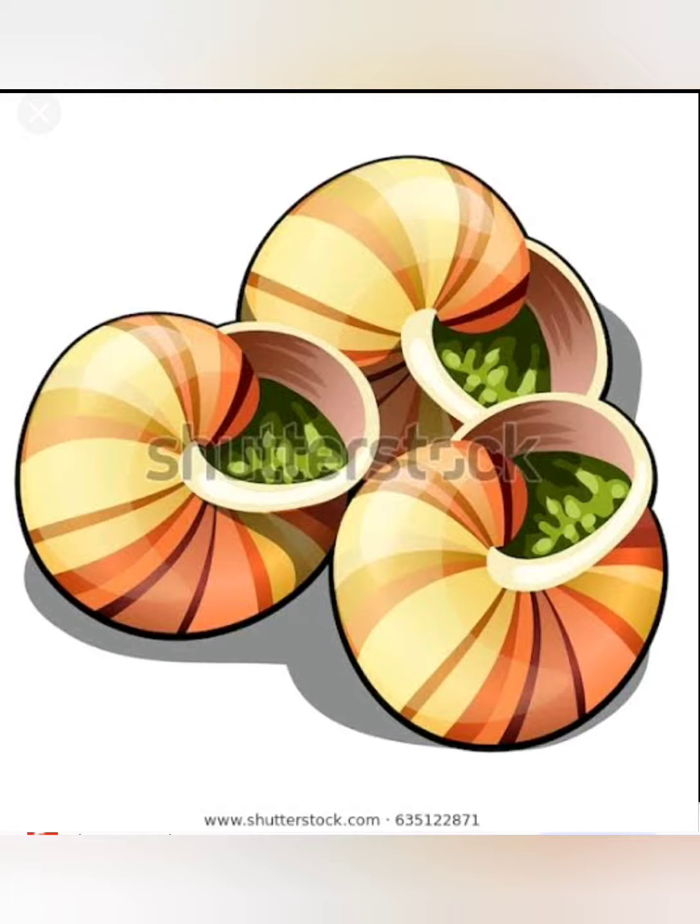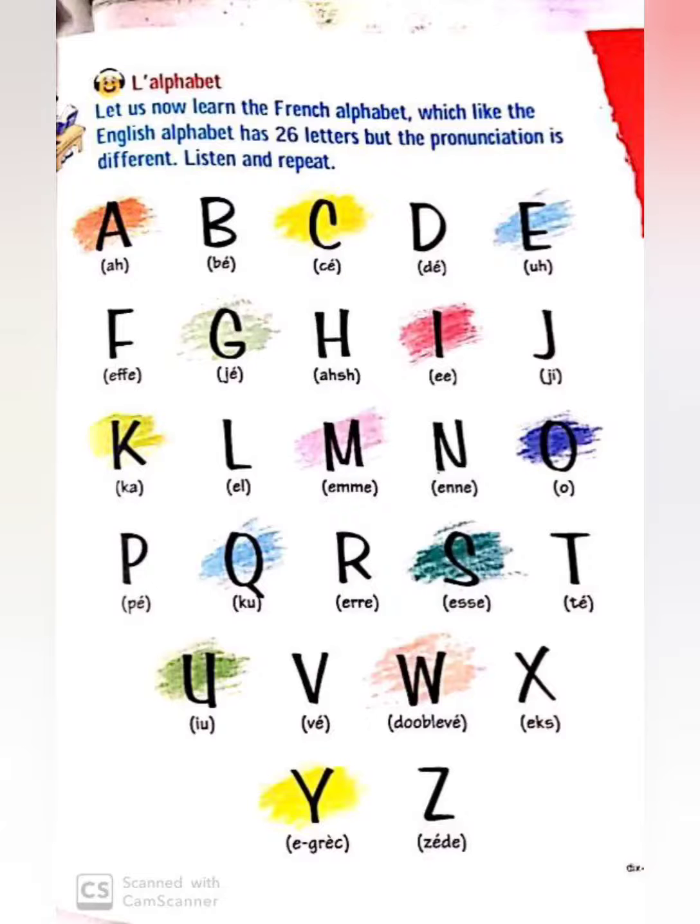Okay, now today we are going to learn French alphabets. French alphabets are same as in English, but the pronunciation of French alphabets are different from English. Children, in English, we have 5 vowels, but in French, we have 6, that is A, E, I, O, U, and H. Yes, in French, we have one more vowel, that is H. It is silent too in French.